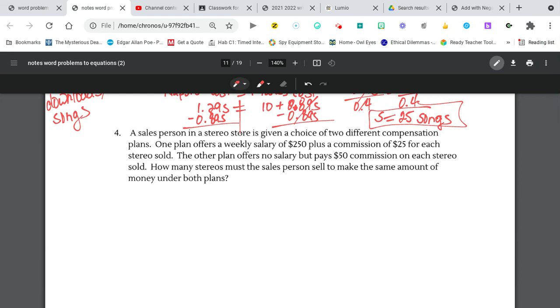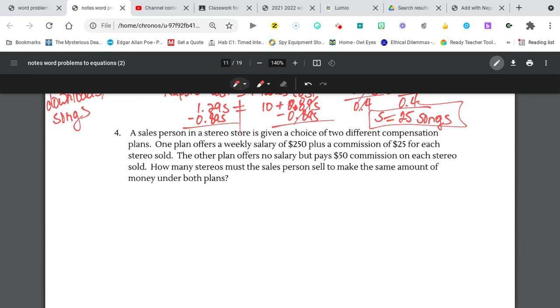One plan for compensation offers a weekly salary of $250 plus a commission of $25 for each stereo that they sell. The other plan offers no salary but pays $50 commission on each stereo sold. So how many stereos must the salesperson sell to make the same amount of money under both plans?